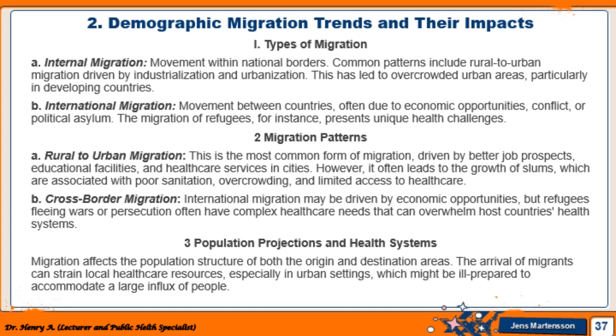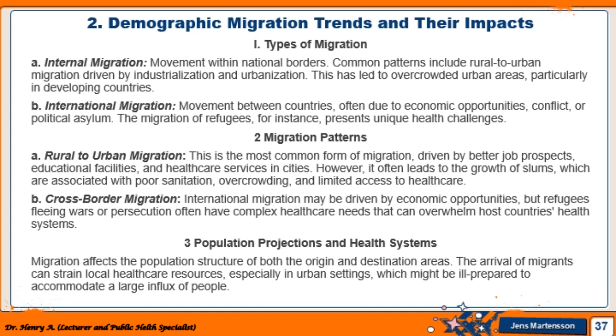There are two types of migration patterns: rural to urban migration and cross-border migration. Now for rural to urban migration, this is the most common form of migration, and it is driven by better job prospects and access to healthcare. It often leads to overcrowding in urban areas where slums emerge, and healthcare becomes a challenge due to poor sanitation and limited resources. Rural to urban is simple, moving within the same country, the same state.